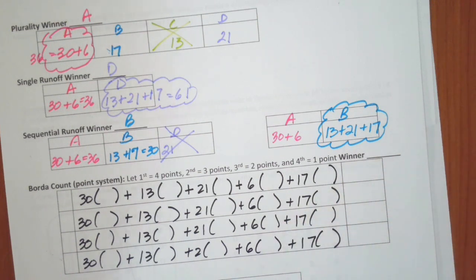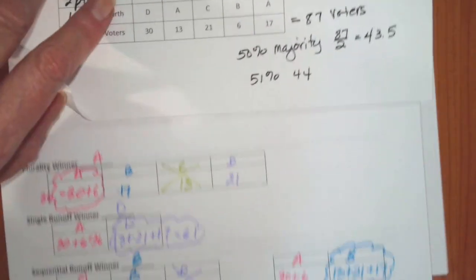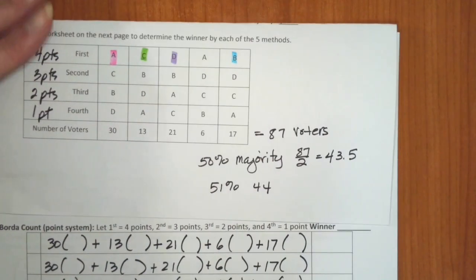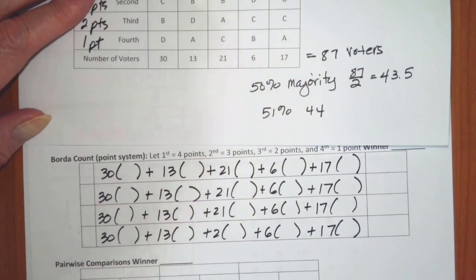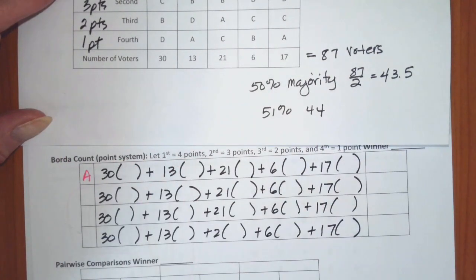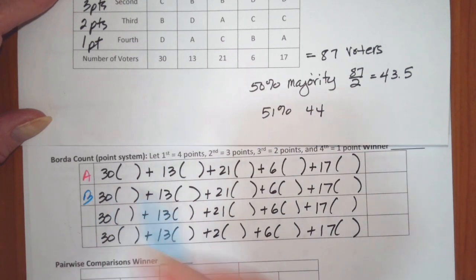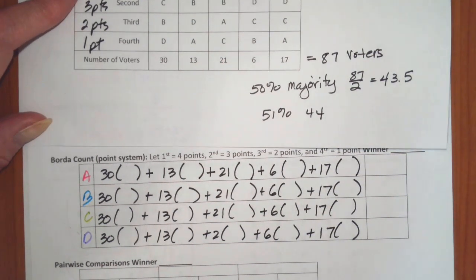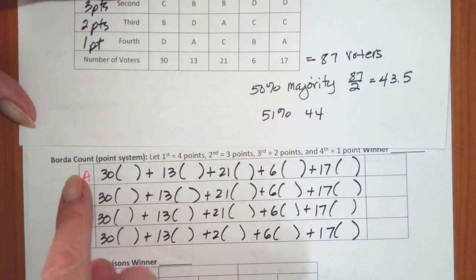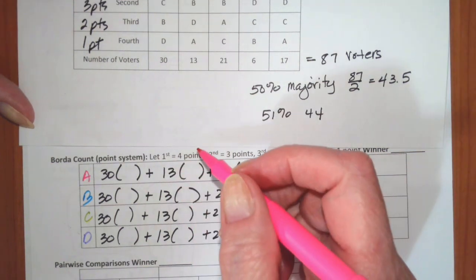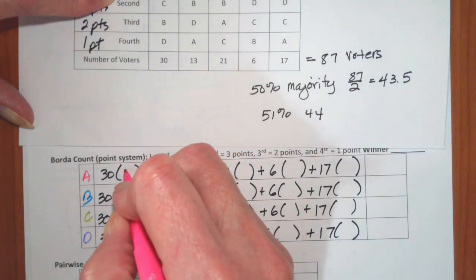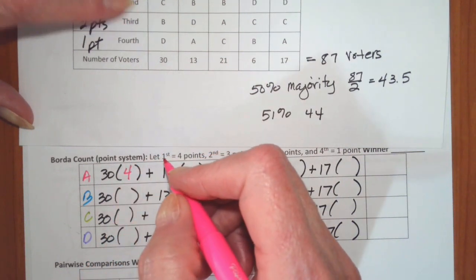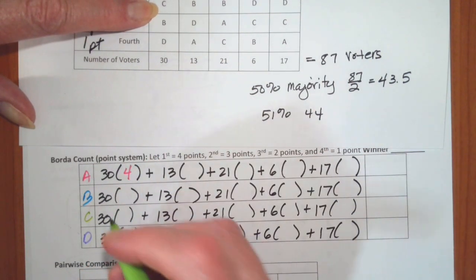Okay, so now I'm going to go back and look at who got what from the chart. So this will be candidate A, candidate B, candidate C, and finally candidate D. Now what you can do is just go down the column. The 4 points for first place for this column go to A. The 3 points for second place go to C.